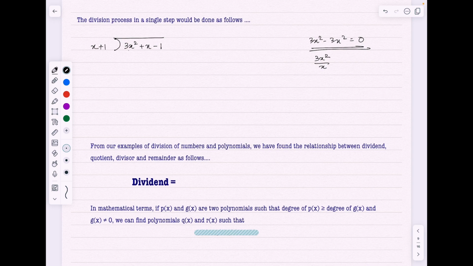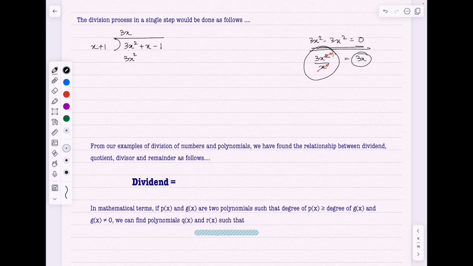This x is getting cancelled, so one power of x is gone. This becomes 3x square by x, which is 3x. If I multiply 3x with x, I get 3x square, and then if I subtract it, the 3x square term is eliminated. Directly I will do this. Every time I will not divide. It should be in my brain that I have to multiply 3x, because 3x into x is 3x square, and this way the first term gets eliminated.